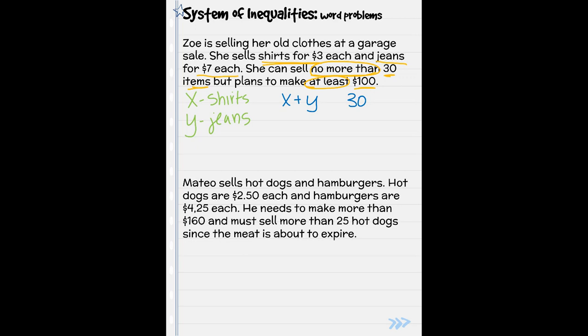Go back to that first page. When it says no more than, it's this symbol. And then we also know how much each item is. So these are our equations, $3 for the shirts and $7 for the Y. And we want to make at least $100. What inequality is at least? The greater than or equal sign. That's it. That's all we do.